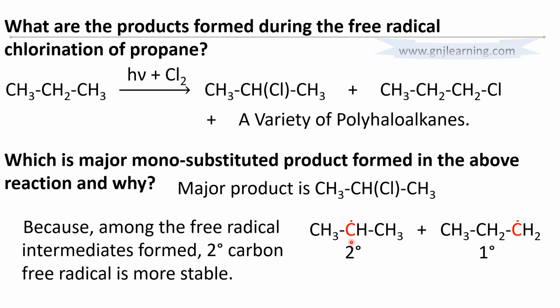Clear? So we have secondary carbon free radical, which is the intermediate of this product, and another one is the primary free radical, that is the intermediate of this product. Among the free radicals formed here, whichever is stable, that product will be preferred. So this intermediate is more stable, so this intermediate will be formed more.